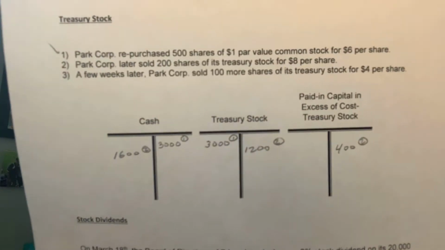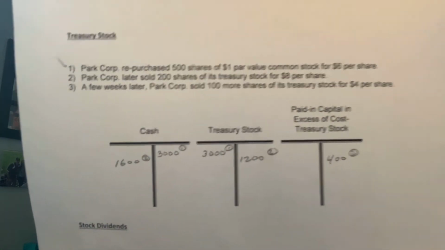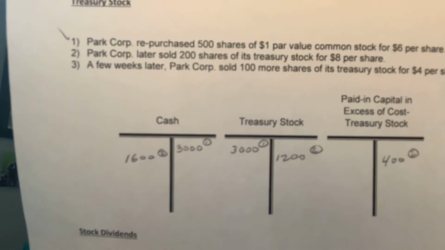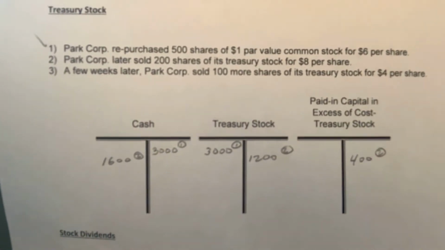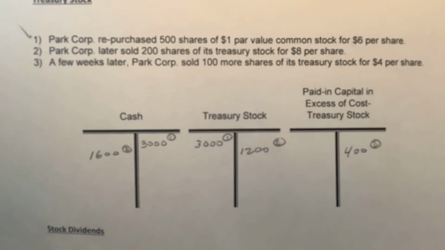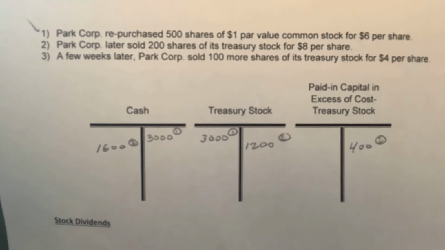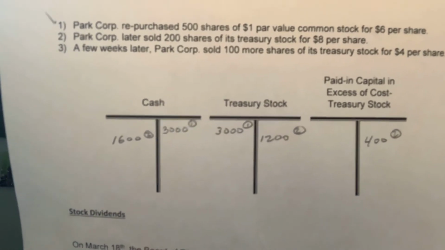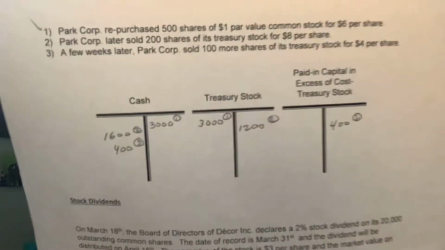All right, one last step to this. Remember, we originally purchased 500 shares. Let's say in step 3 that Park later sold another 100 shares, a few weeks or months later. But this time, the market price dropped to $4 per share. So in this case, we're only going to receive $400 in cash from the sale. So we put a debit to cash of $400.